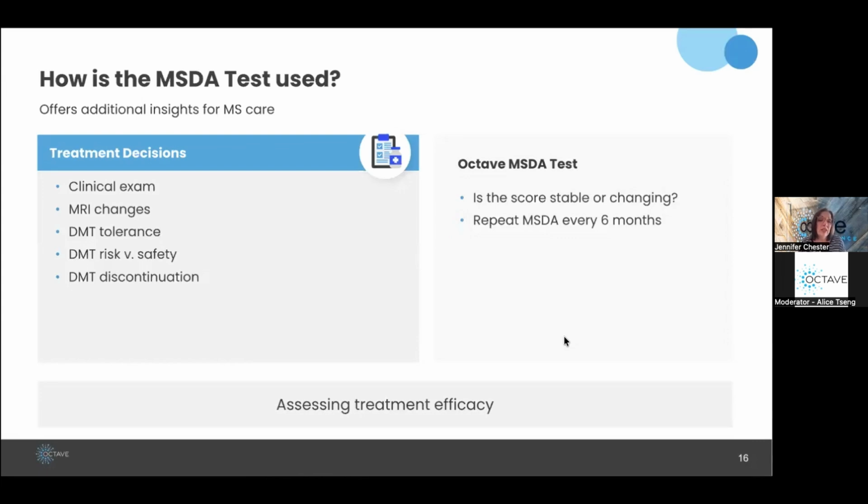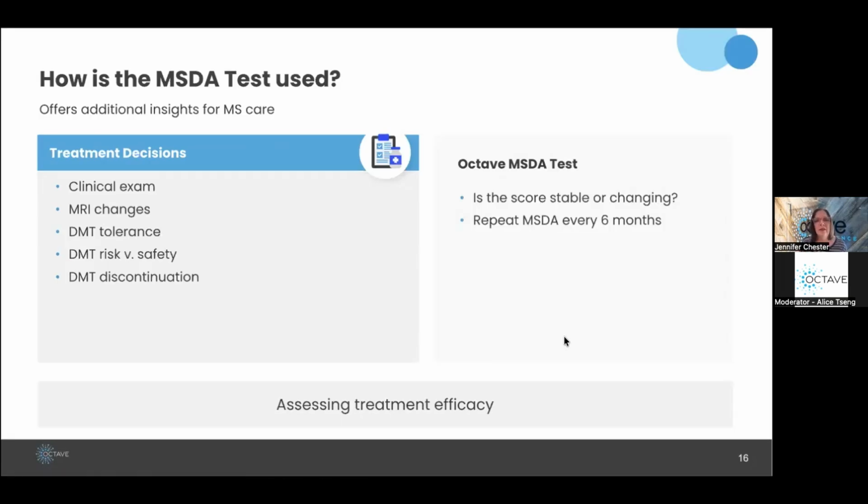Are you tolerating your current DMT? What is the risk of the DMT that you're on? Are you having more frequent infections? Or is this a safety issue? Or are you at a point in your life where discontinuation is on the table? Maybe you're getting older and you and your physician and nurse practitioner have had a discussion of, do I need to still be on treatment?